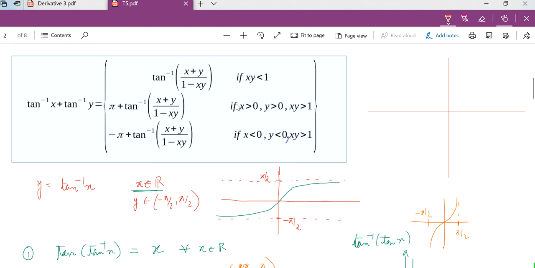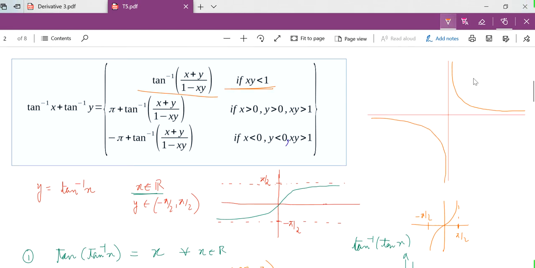We want to prove this. Now what does it say? The natural way it should look is like this, because I know what tan A plus tan B is. So it should look like this, but it says that it only looks like this when xy is less than 1. What does that mean, xy is less than 1? So this is my curve, xy is equal to 1. This is my curve. And xy less than 1 means what?